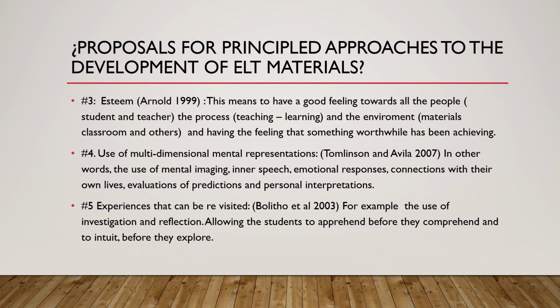Principle number 4, proposed by Tomlinson and Avila, talks about the use of multidimensional and mental representation. This means the use of mental imagining, inner speech, emotional responses, connections with their own lives, evaluations of predictions, and personal interpretations. Principle number 5, proposed by Bolitho, says that experiences can be revisited. In other words, the student is able to investigate, reflect, and apprehend before they comprehend, and to intuit before they explore.